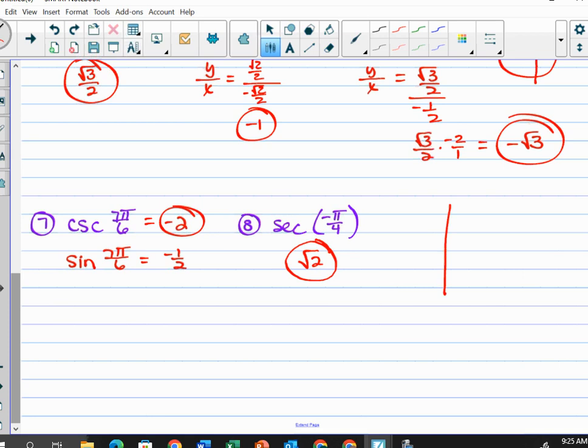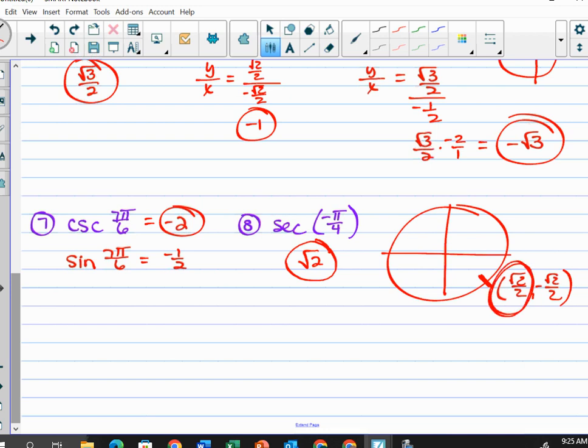So negative pi over 4, that's here. Your ordered pair would be root 2 over 2, negative root 2 over 2. Secant is related to cosine, so I'm looking at the x. I flipped that. Rationalize. Reduce. Don't change the sign. You just take whatever it is and flip.